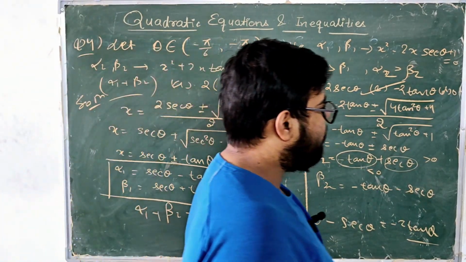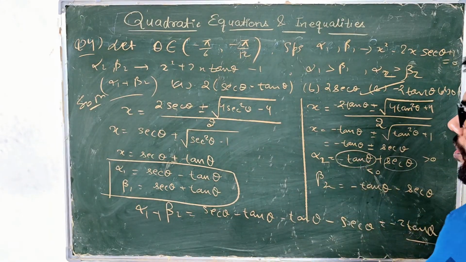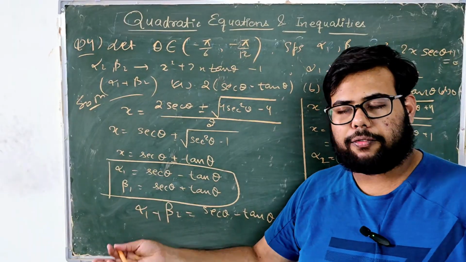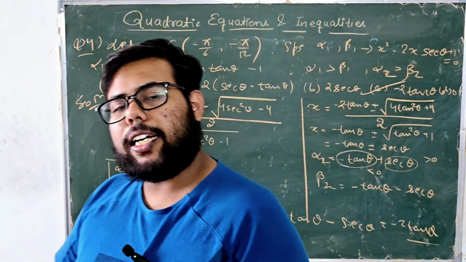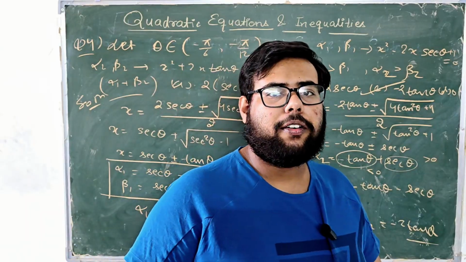So what I have done is that I basically solved for each root and I just analyzed according to the domain what can be the value of alpha 1 and what can be the value of alpha 2, and so on and so forth for beta 1 and beta 2. Okay. So let me erase this and let's move to the fifth question.